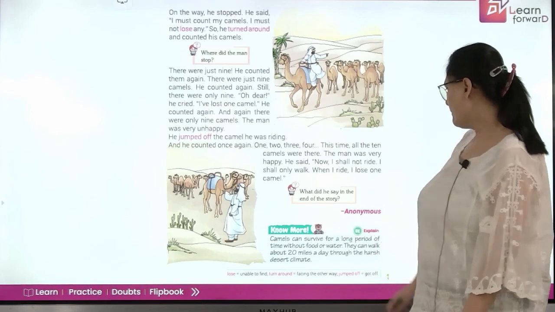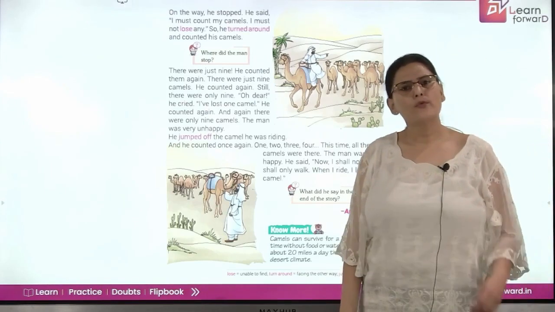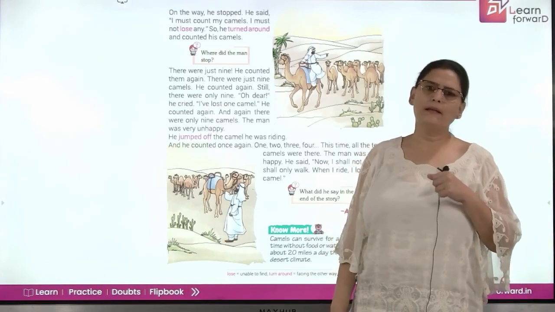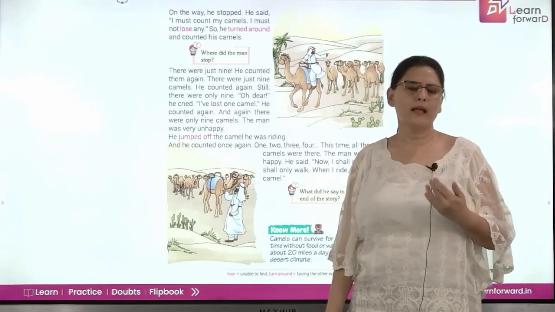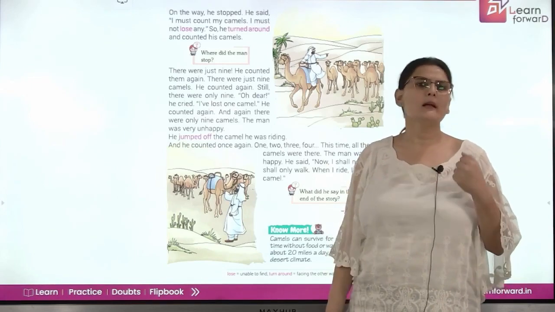Camels can survive for a long period of time without food and water. We all know that camel is called the ship of the desert, and camel stores water in its hump, right?